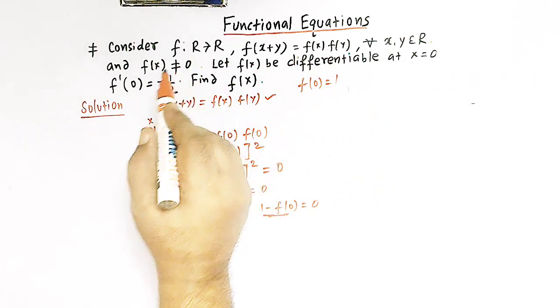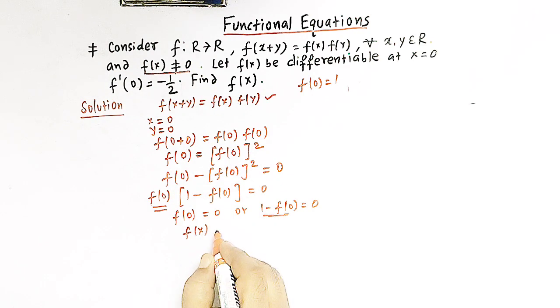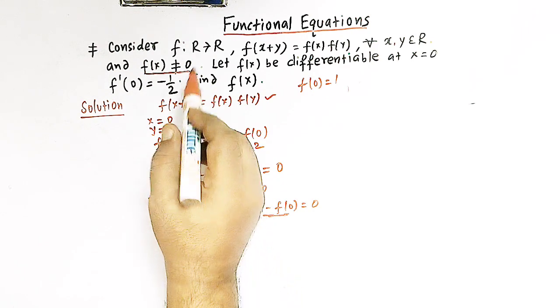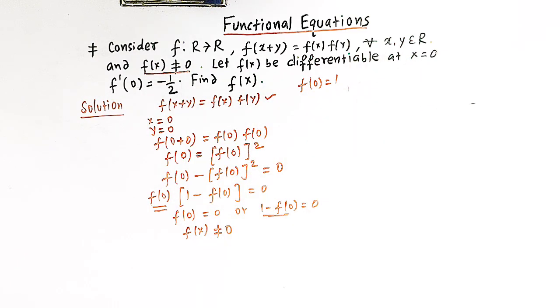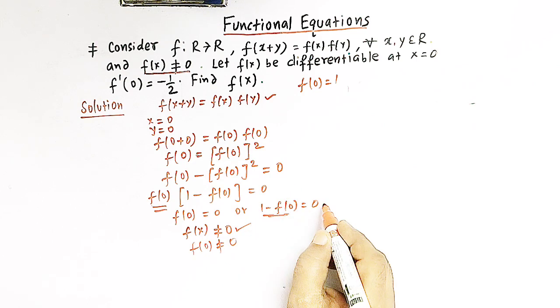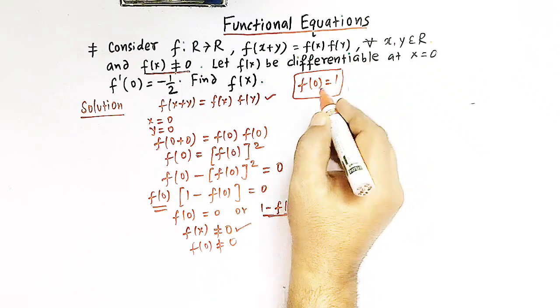But in the given problem we are given that f(x) is not equal to 0 for any x belonging to the set of real numbers. So f(0) cannot be equal to 0 due to this condition. Hence we have to accept f(0) = 1.